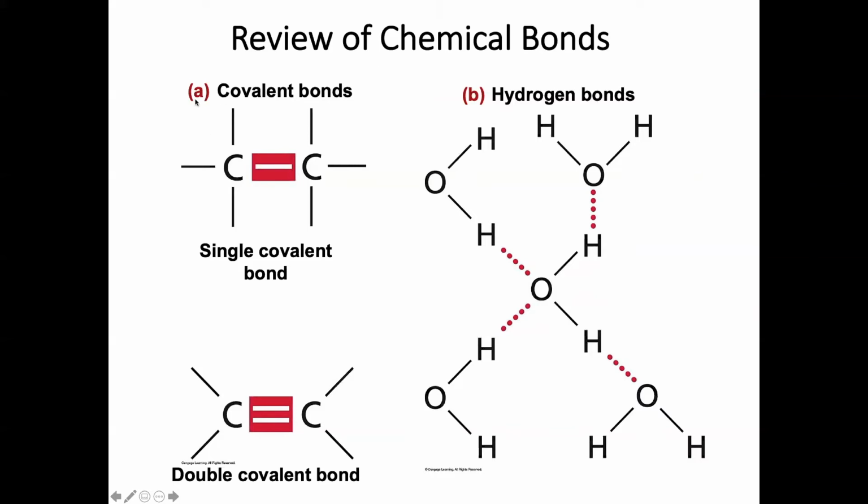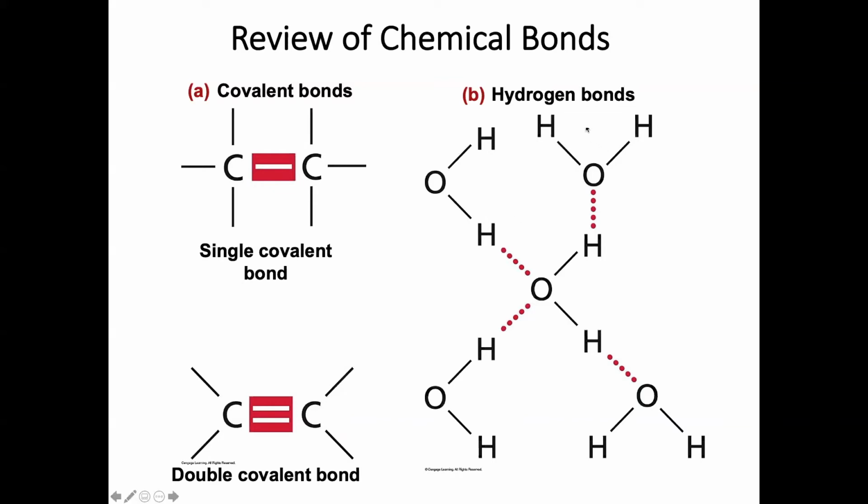The first one, shown in A, is a covalent bond, all right? Covalent bonds are shown as solid lines that connect atoms. Depending on the degree of electron sharing, they can be 1 or 2 here. They have covalent bonds between those atoms. Once formed, covalent bonds are stable and are broken only in a chemical reaction, so very, very strong.